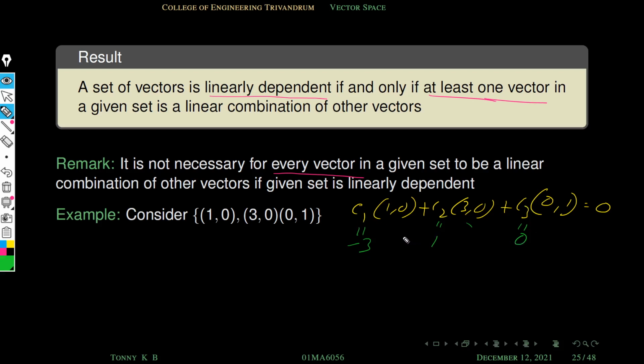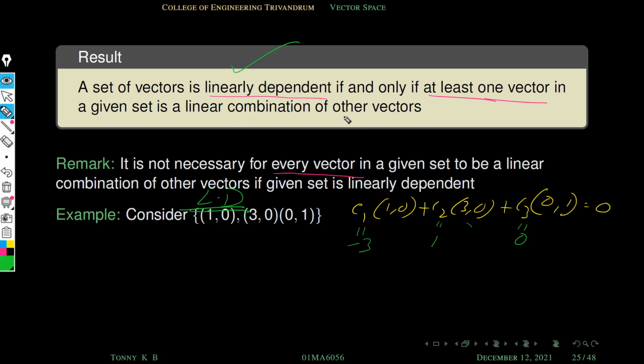So what is our conclusion? This set is linearly dependent, right? Because not all of them are 0. Only if all the scalars are 0 can we say that it's a linearly independent set. So this is satisfied. This is a linearly dependent set.